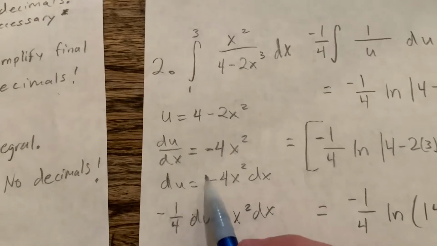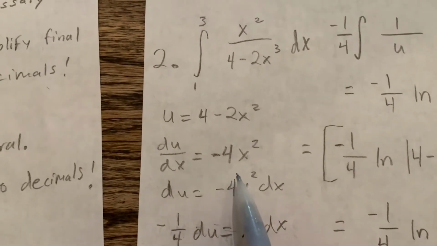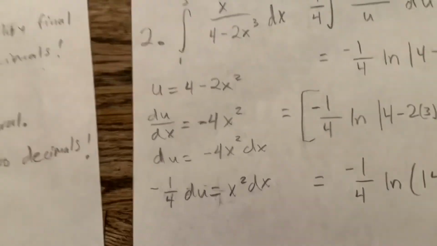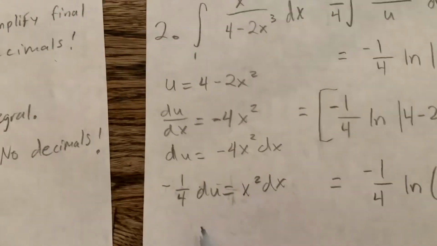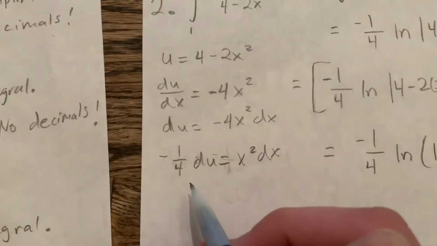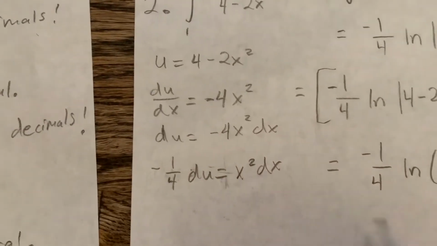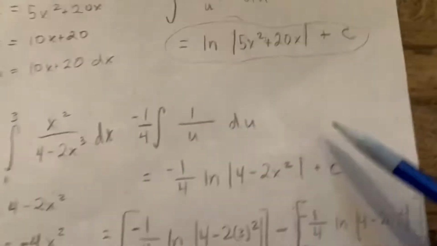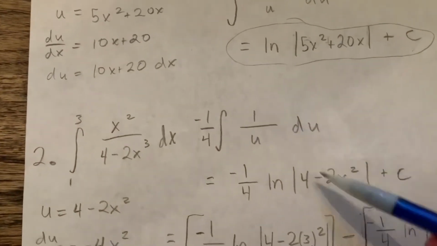So we know that du over dx would be negative 4x squared. Du would be negative 4x squared dx. And we also knew that we could take out a negative 1/4 by setting negative 1/4 du equal to x squared dx. So after we did that, we just pulled out our negative 1/4. So inside of the integral, we still had 1 over u du.